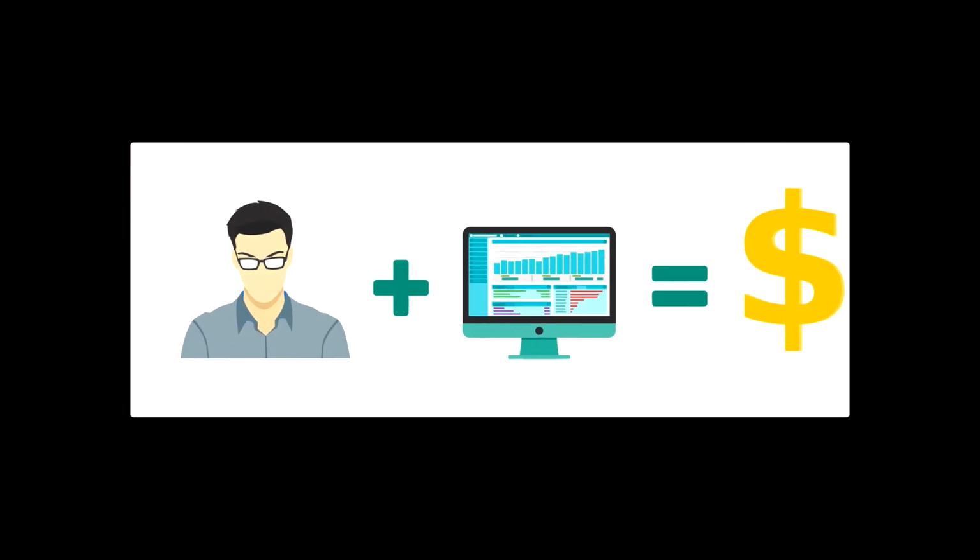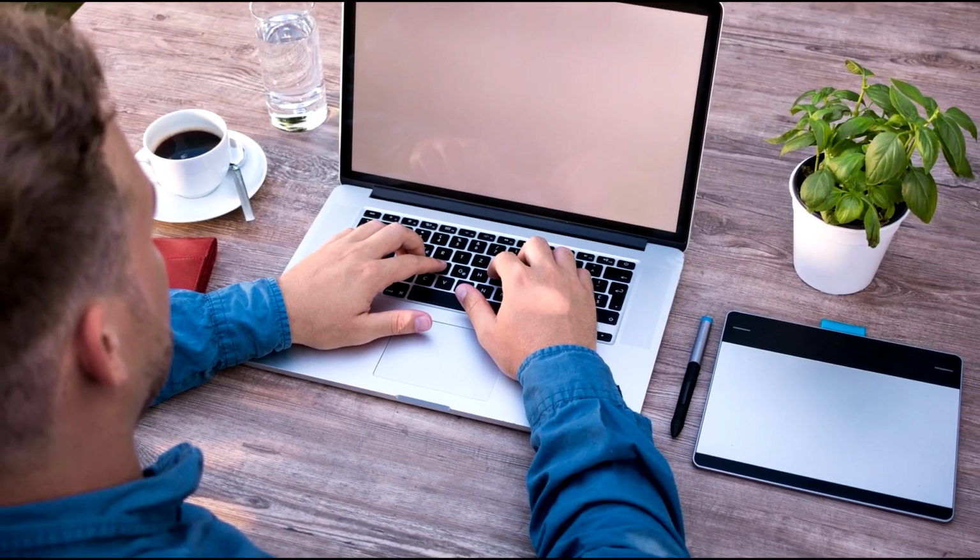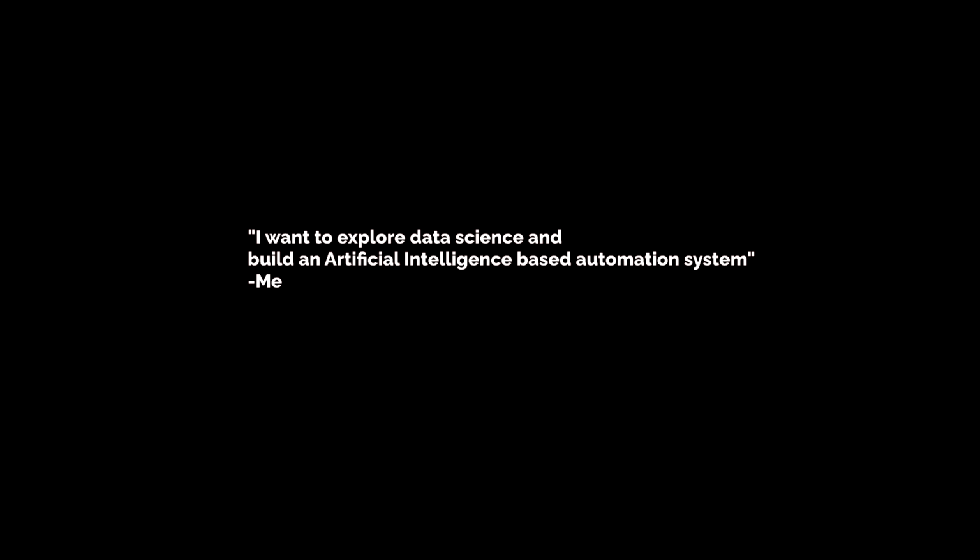As promised at the beginning, here are my bonus tips on how to approach learning Python. Tip number one, have a clear goal in mind. A lot of you are getting into Python thinking you can easily make money using Python. For example, a better goal that I've set for myself when I started to learn Python is, I want to explore data science and build an artificial intelligence-based automation system. Having a clear goal like this will completely change your mindset on how you pursue it.